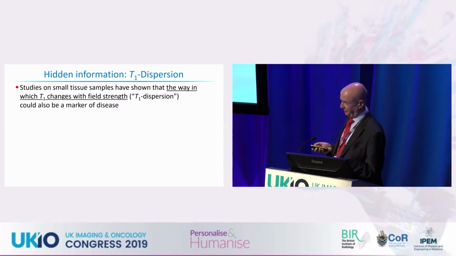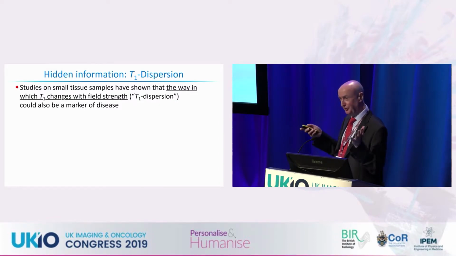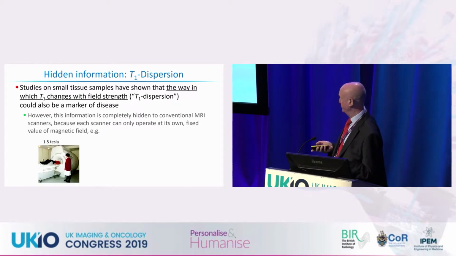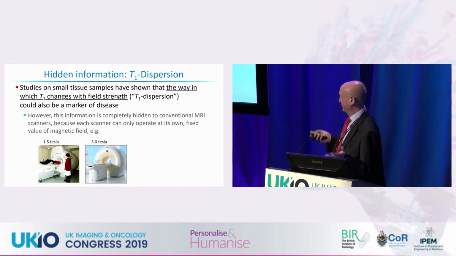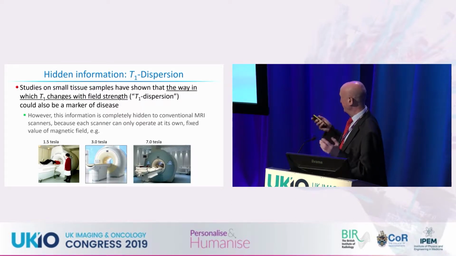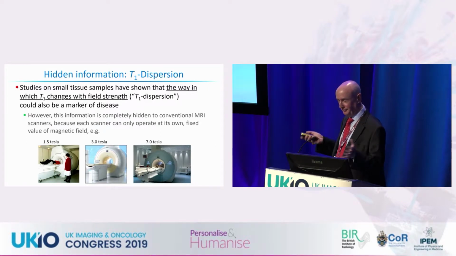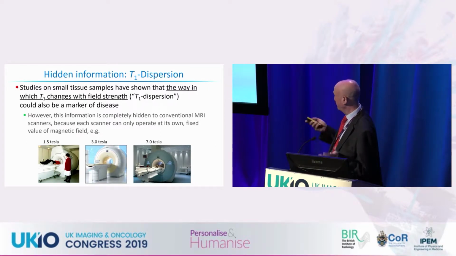So these studies have shown, over decades in fact, that T1 dispersion, the way in which T1 changes with field strength, could be a useful biomarker, a useful marker of disease, if only you could measure it. But you cannot measure it in a standard MRI scanner because each scanner only works at its own native field. For example, 1.5 Tesla, 3 Tesla, or if you've got vast amounts of money, you might have a 7 Tesla magnet. They're all excellent instruments. They produce high resolution images, but they only work at their own native field strengths. They cannot measure T1 dispersion by definition because they operate at fixed field.